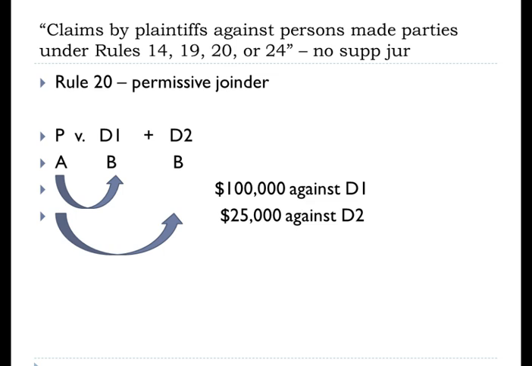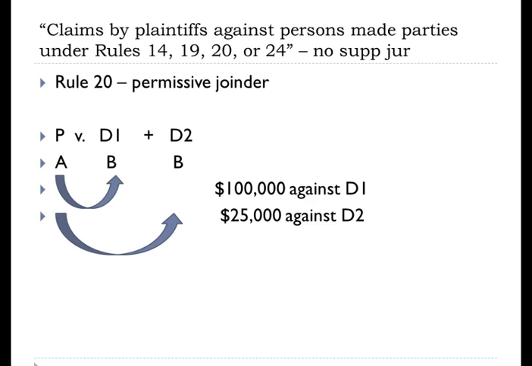So we ask our first question: does the IT claim, which is plaintiff's claim against Defendant 1, and the wannabe claim, plaintiff's claim against Defendant 2, arise from the same transaction or occurrence? Let's assume that they do. Now we move on. Is jurisdiction over the IT claim premised solely on the basis of diversity? Yes, it is. So we have to go on to step 3.